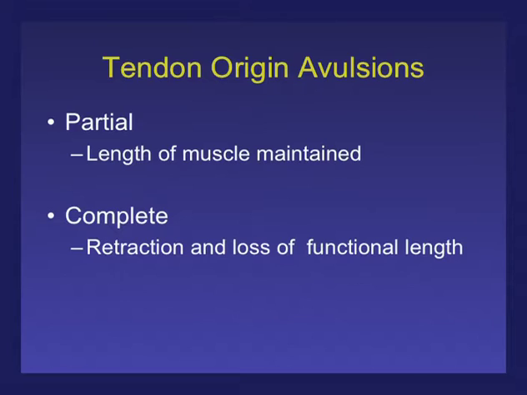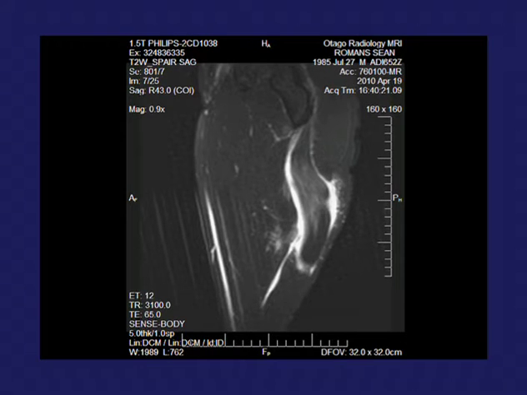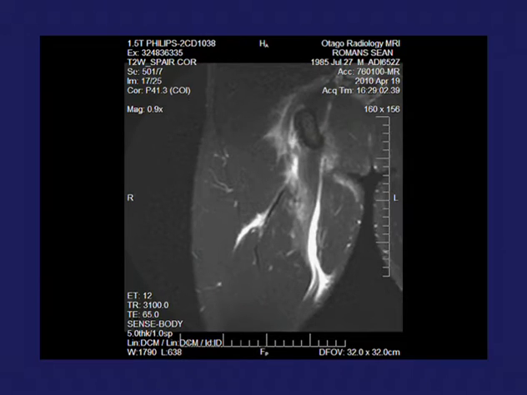Tendon origin avulsions can be partial, where the length of the muscle is maintained, or they can be complete, where there is retraction and loss of functional strength. So this is an MRI of a partial injury, where you can see there's been obviously a lot of proximal injury, but the tendon itself remains closely opposed to where it came from, and there is really no indication for surgery. You need to reassure the patient.